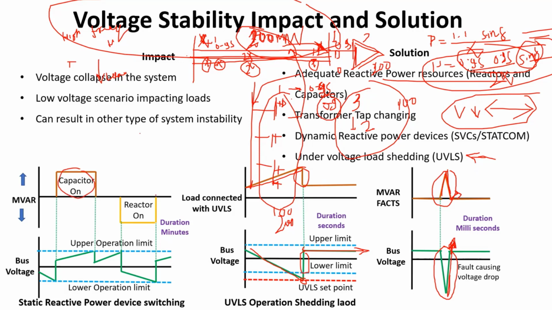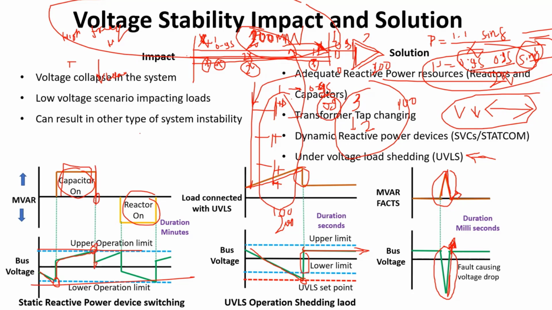While capacitor on and reactor on and off, you do all these operations based on the bus voltage. Where the bus voltage is going to the lower limit, then you immediately switch on the capacitor. Again, due to the load changeover, it is going to the upper limit. Then you switch off the capacitor.